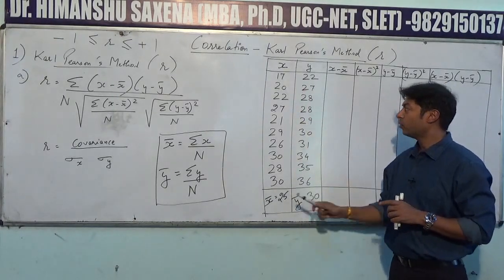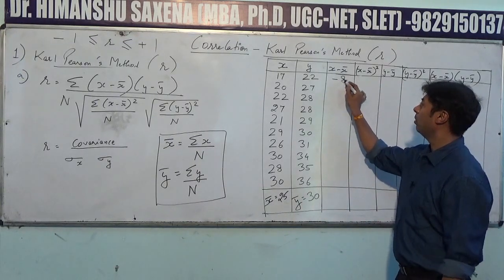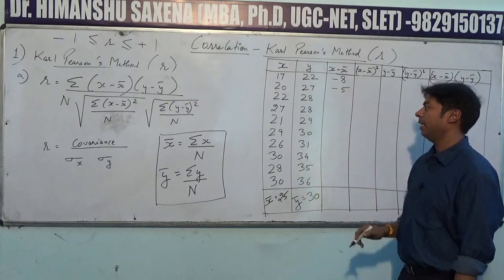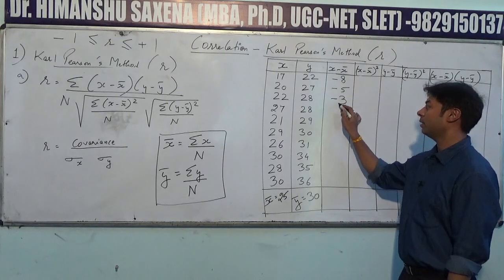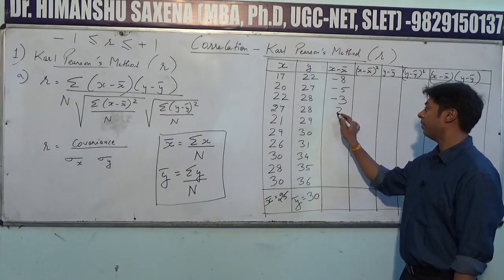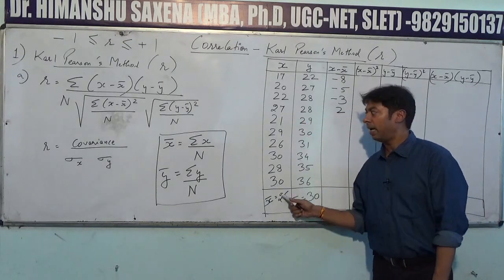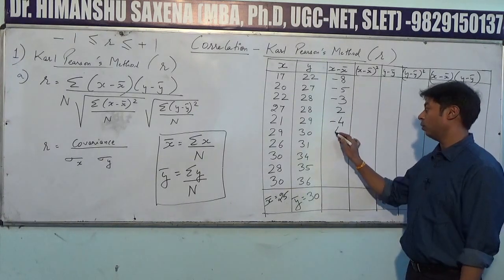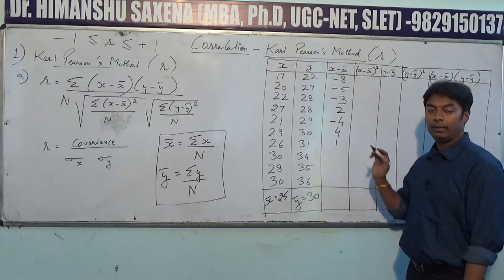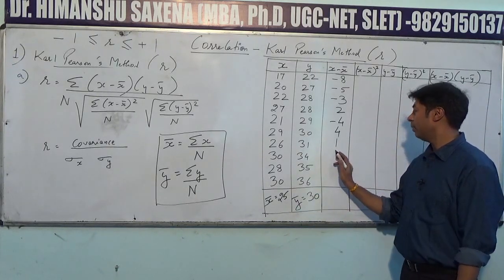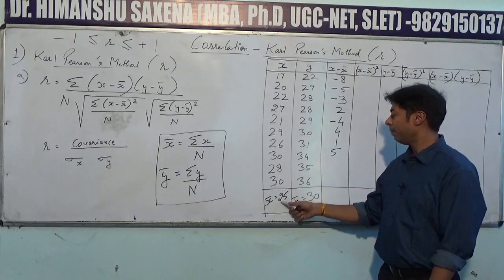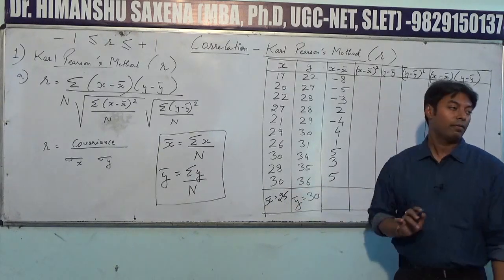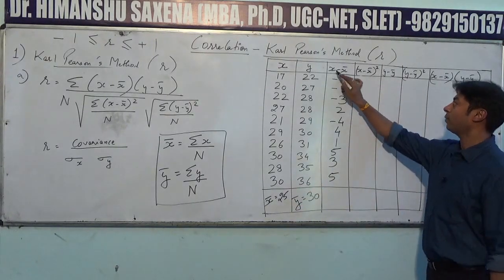17 minus 25 will be equal to minus 8, right? Next, 20 minus 25 is minus 5, 22 minus 25 will be minus 3, 27 minus 25 will be 2, 21 minus 25 will be minus 4, 29 minus 25 will be equal to 4, 26 minus 25 will be 1, then 30 minus 25 will be equal to 5, 28 minus 25 will be equal to 3, and 30 minus 25 will be equal to 5. So we will be calculating the value of x minus x bar.